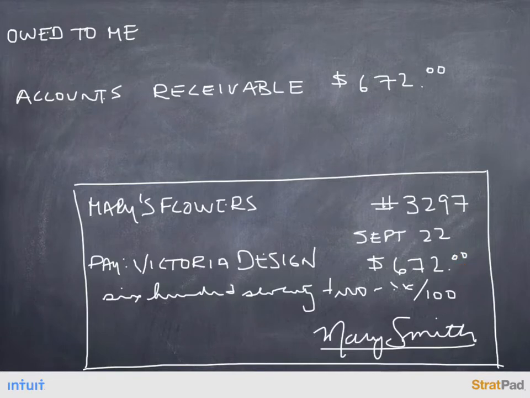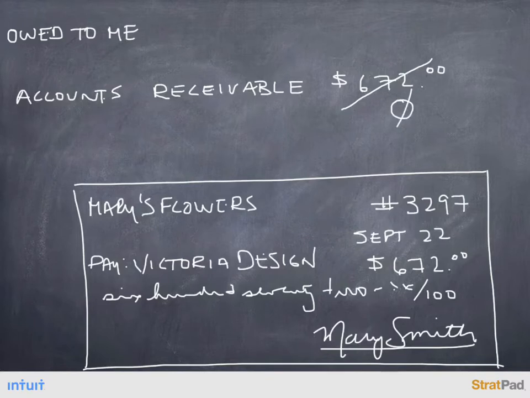We want to make sure that we match this up not only against our customer, but also against the invoice. And when you're underway, you're going to have lots of customers and lots of invoices. So we need to match that up. This lets me know in the future that they've paid me and what they've paid me for. So the next thing I want to do is reduce my accounts receivable by this $672 from this check. So there's going to be nothing left owing to me at this point.